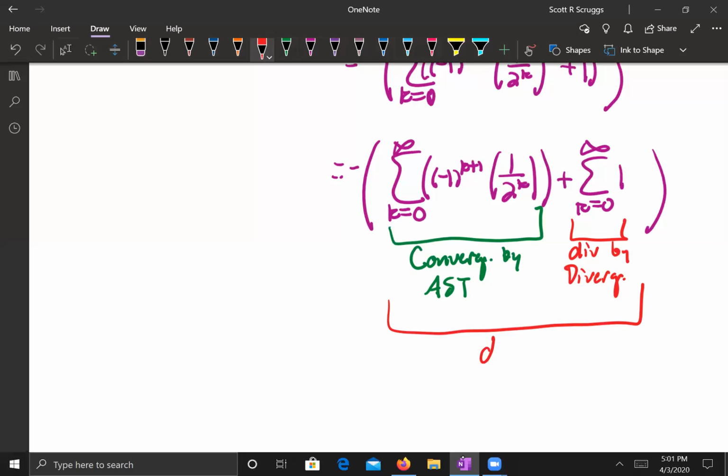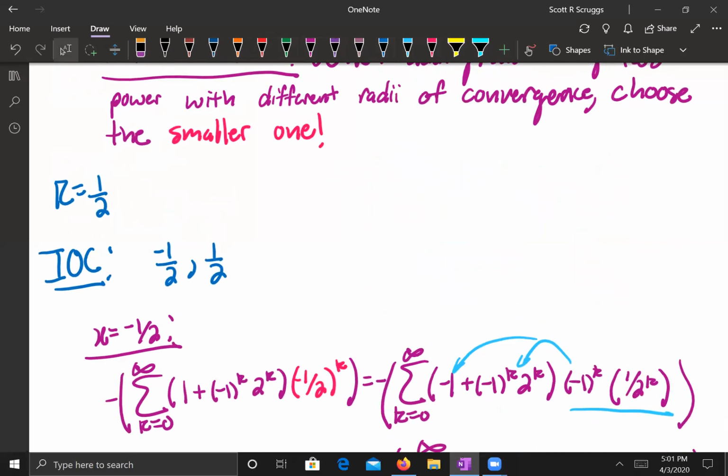Yes, overall it will be divergent, because if you add a convergent series with something that blows up, that makes the whole thing divergent. Which means I do not include -1/2 here.